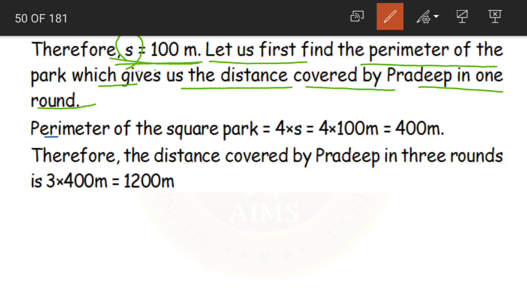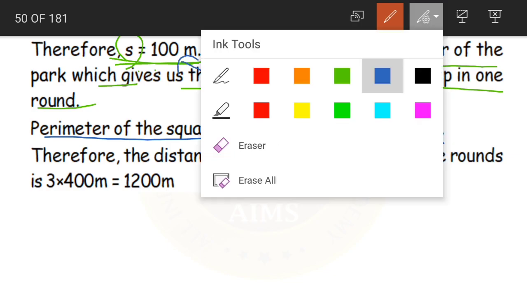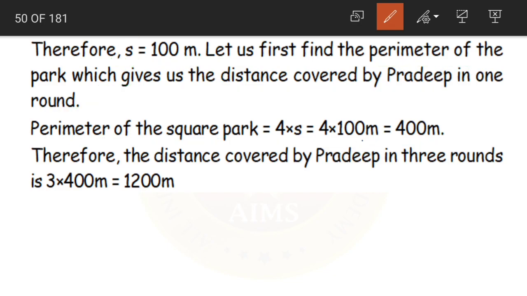So what is the formula for perimeter of a square, children? 4 into S, that is equal to 4 into 100 meters. S is equal to 100 meters. Yes, 4 into 100 is equal to 400. And coming to the unit of measurement, in the question the length of the side is given in meters. So even the perimeter will be measured in meters.